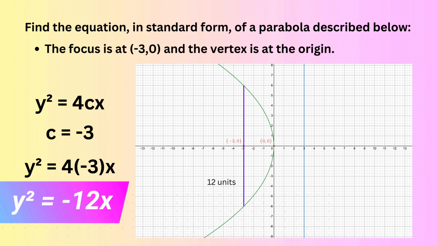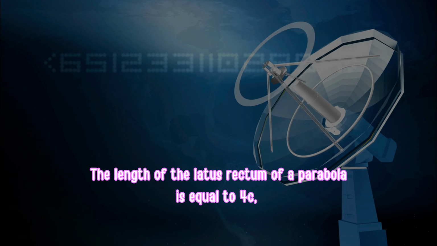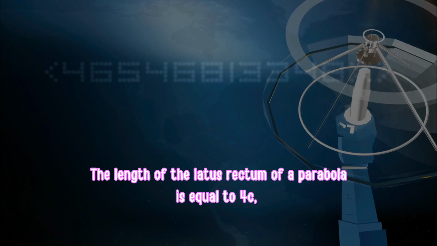Now, regarding the latus rectum, what pattern can you take from the previous examples, related to the length of the latus rectum? The length of the latus rectum of a parabola is equal to 4c.